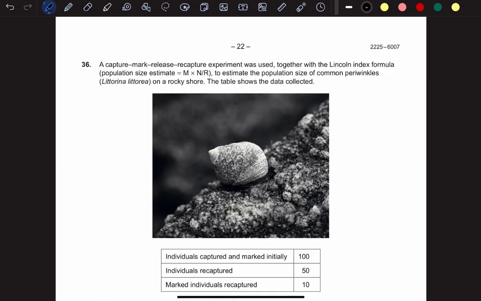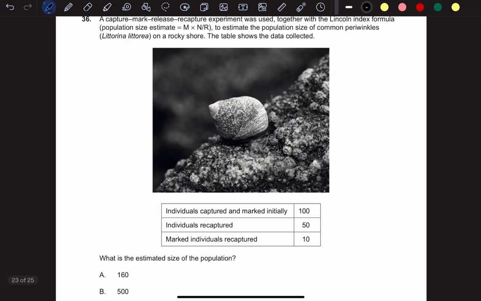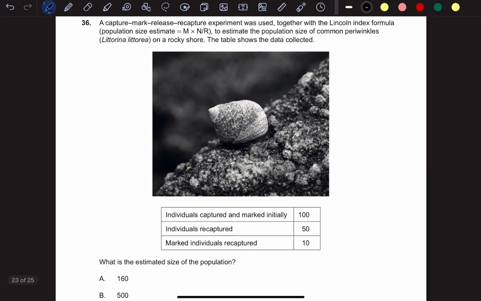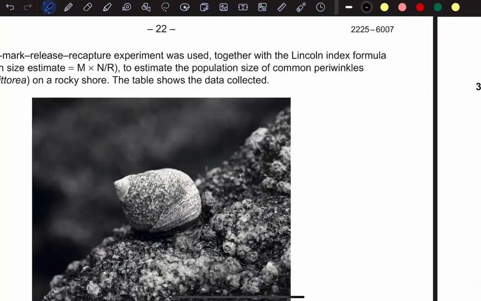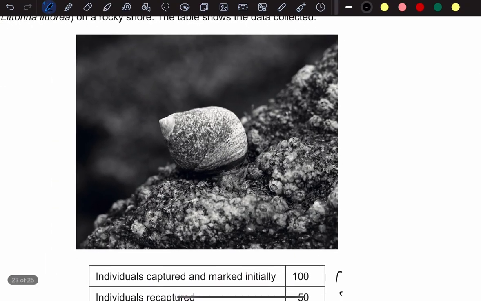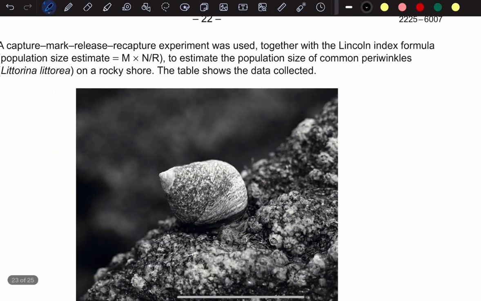Okay, a capture-mark-release-recapture experiment was used together with the Lincoln formula to estimate the population size of common periwinkles on a rocky shore. The table shows the data collected, with the individuals initially captured and marked, recaptured, and marked recaptured. It gives us the formula here, but it doesn't tell you what M, N, and R are. So that's how they get you, right?